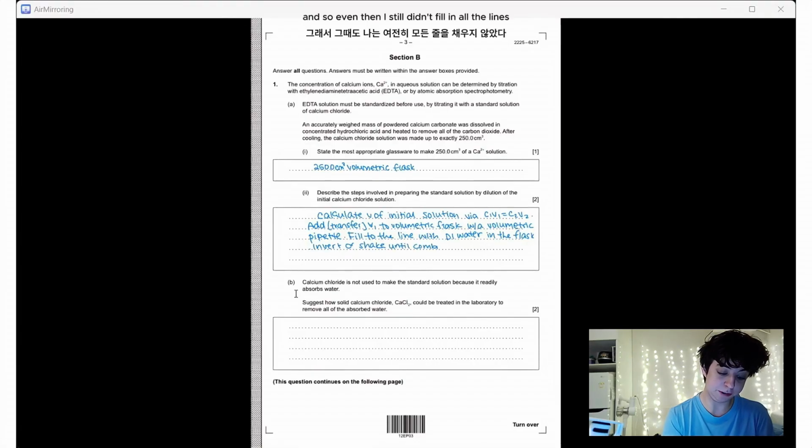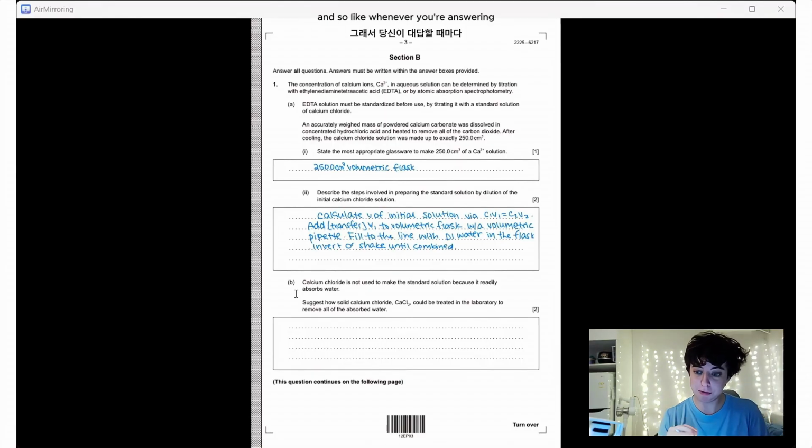And so even then, that still didn't fill in all the lines. Whenever you're answering this, you should imagine that you are in the lab doing this yourself, in every little detail of the steps that you would take. As long as they're all right, you're more likely to hit the mark, because this one was literally any two and it was just a list. As long as you're not saying something that's wrong, then you're good. This is literally as if I'm visualizing myself in the lab, as these would be the steps that I would take.